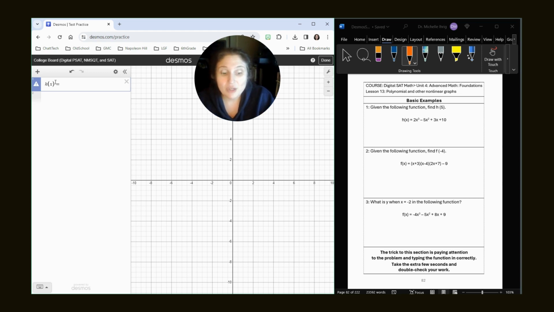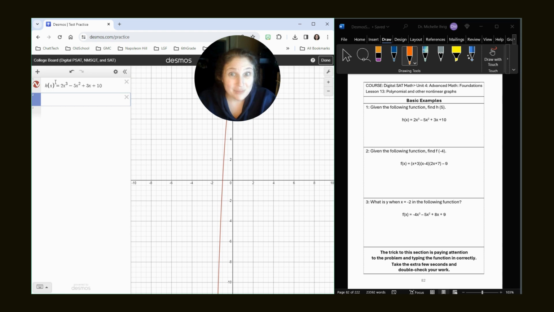All right, I'm going to go over the tip that I have on the bottom. The trick to this section is paying attention to the problem and not typing the function incorrectly. Take the extra few seconds and double check your work. And let me tell you, when I was writing these questions, I messed up a ton. Well, no, probably 2 times, which is a ton for me. So it is really important to just type a little bit more slowly because you are saving a ton of time in computation by hand. As a perfect example, I put a minus sign instead of the 0. And that was not planned. That was me being distracted.